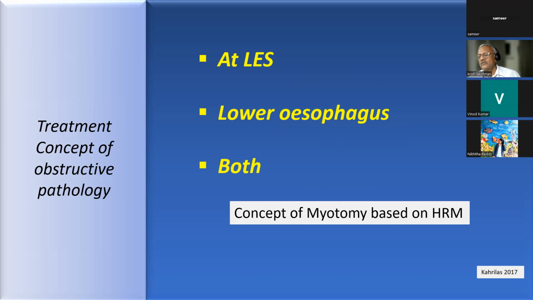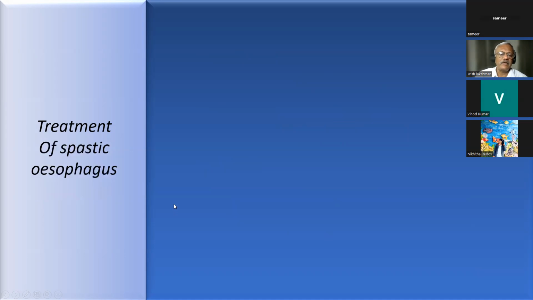And so what they do is, particularly while doing POEM, if it's only at LES, they do a limited myotomy. Okay, just 4 to 6 centimeters from the OG junction. If it is at the lower esophagus, which means higher than the LES, they can do a much longer myotomy. So that is the way I wanted to bring in the concept of myotomy based on HRM, which is something which is happening in the last decade or so.